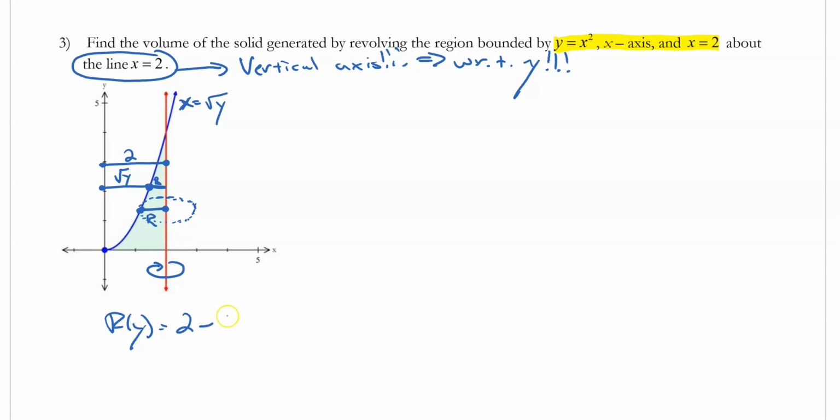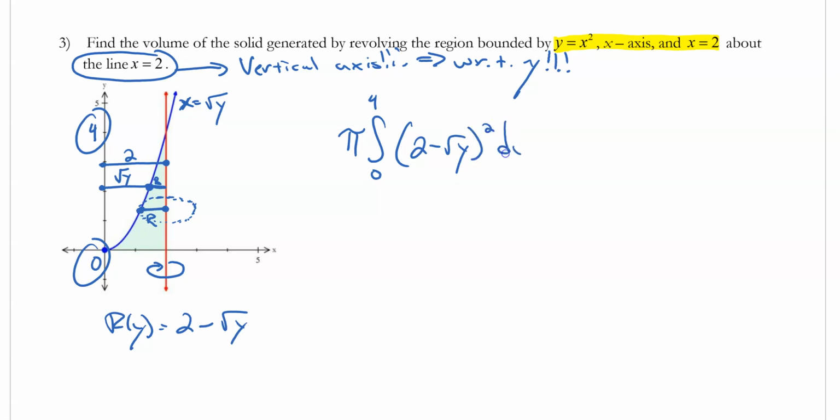2 minus root y. So again, the way I figured that out is looking at my bounded region. Okay, so what creates the boundaries? The right function is 2, and the left function is root y for my bounded region. So I do right minus left. And we want to use y values. We're going from 0 to 4. We want to use these y values. So integrate from 0 to 4 of 2 minus root y squared dy.